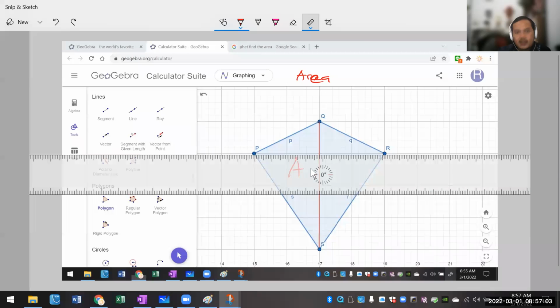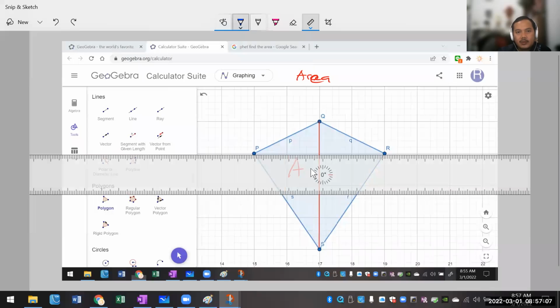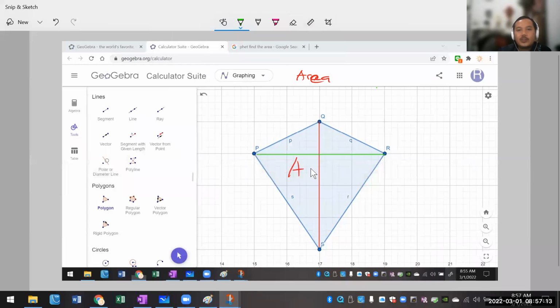I'm gonna use the green. Okay, there we go. So I have those two additional lines inside that shape, right? And what do you think that line will help us with? How do you think that line will help us calculate the area without using the formulas?